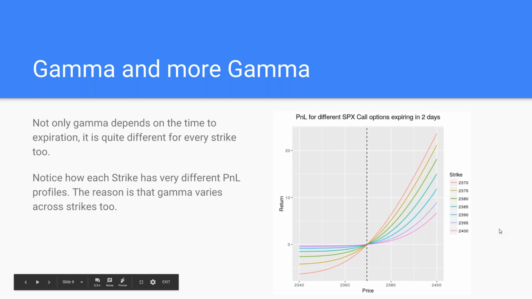So we can see that gamma also depends on the moneyness of the option. Not only do we have different gamma values at different expirations, but even within the same expiration, we have different gamma values. And this is key because when you are trading gamma or when you're using gamma to enhance your profits, you want to pick something that will maximize it for you. And every option has a different value.